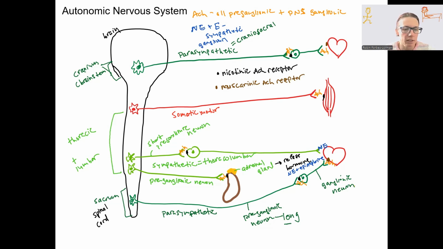And last but not least, we'll do yellow for, oh, nope, don't want that. Alpha and beta adrenergic receptors. Okay, we'll see this more in detail.